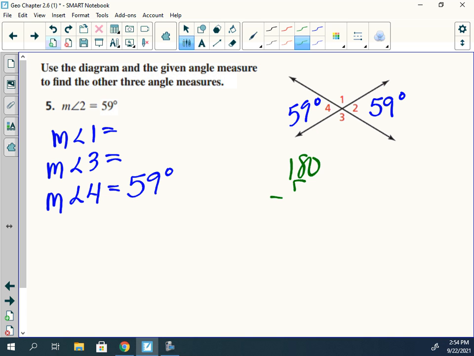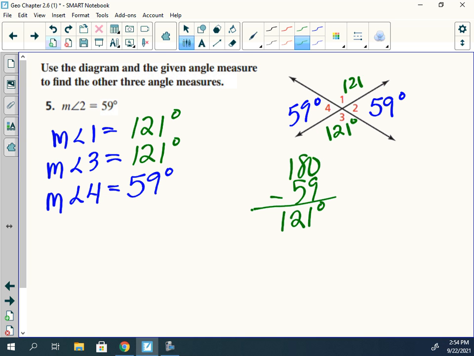So I can take 180 and subtract 59, because 4 and 3, 3 and 2, 2 and 1, 1 and 4, any one of those pairs will add together to be 180 because they are a linear pair. They make a straight line. So if we type that in a calculator, it should give us 121 degrees.